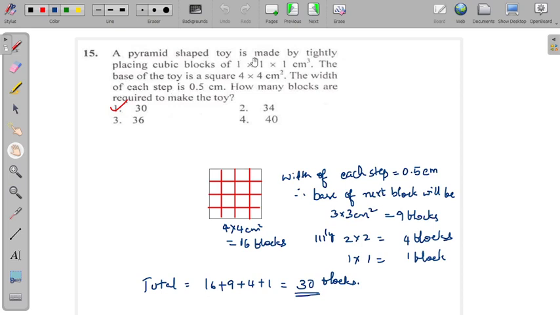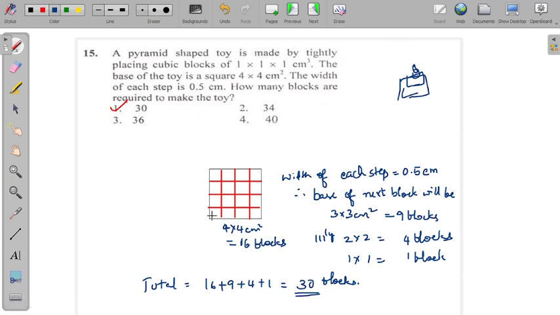A pyramid shaped toy is made by tightly placing cubic blocks of 1 by 1 by 1 centimeter cube. The base of the toy is a square, that is a square of 4 by 4 centimeter. The width of each step is 0.5 centimeter. How many blocks are required to make the toy? So the blocks will look like this: first block, then above which second block, third block, then finally fourth block. This is how the toy is formed. It is a pyramid shaped toy with the square base.